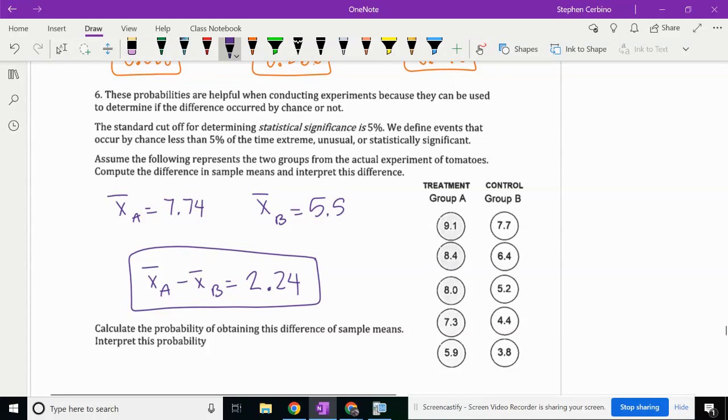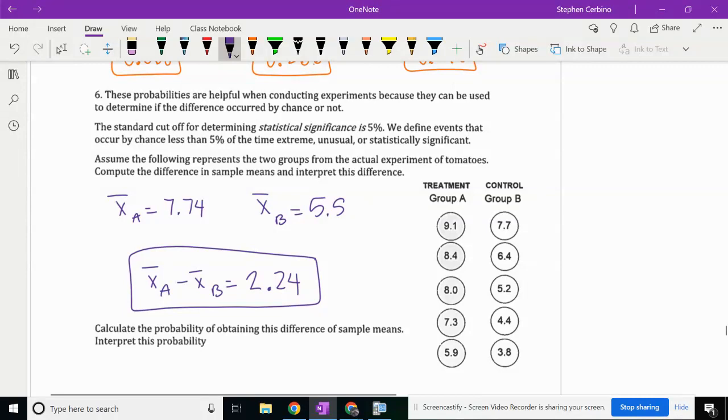So the interpretation of this difference is that the treatment group, on average, is 2.24 ounces heavier than the control group. So the treatment group is bigger on average than the control group. Now what we want to do is calculate and see, is this statistically significant or not? Right? Is this within the 95% confidence interval where we expect that difference to happen? Or is it outside of the 95% confidence interval where we don't expect that difference to happen, meaning there was a significant increase in size by adding the nutrients?